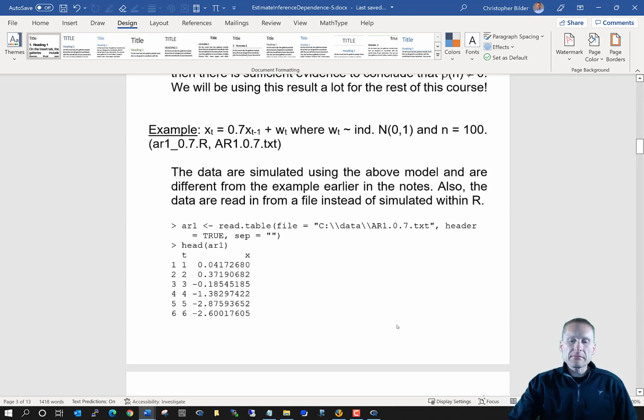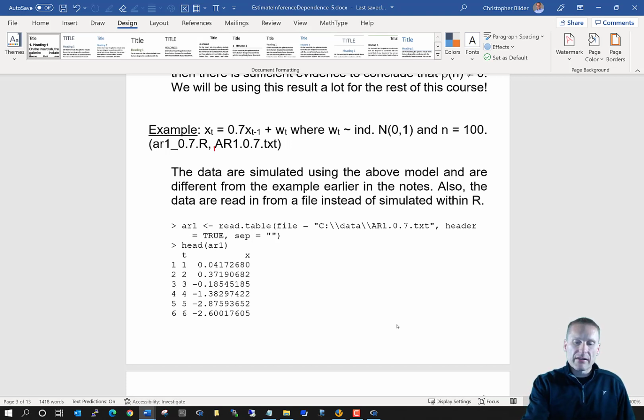So let's take a look at an example. We're going to go back to an example that we've seen before with an AR1, an autoregressive 1 model with a sample size of 100. In this particular case, we're actually going to be working with some data that I've simulated in the past. So it's not going to be exactly the same data that we saw previously when we used a for loop to come up with it.